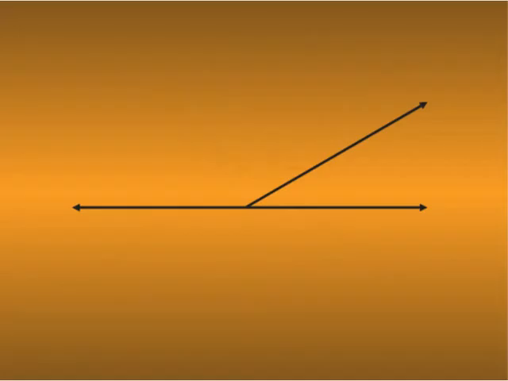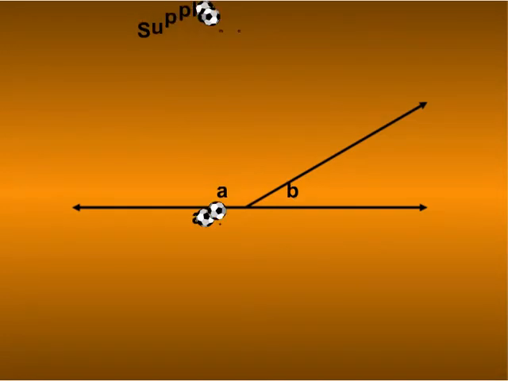Intersecting lines form vertical angles, and vertical angles are equal. And remember that supplemental angles share a line and total 180 degrees. And now we'll take a look at functions.